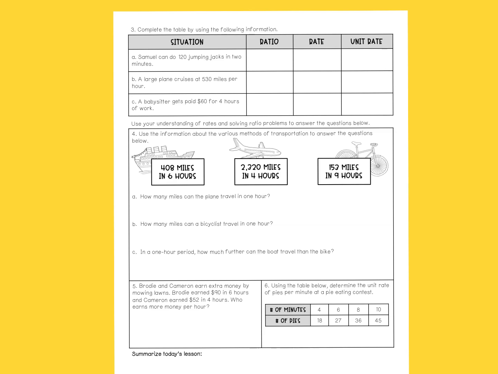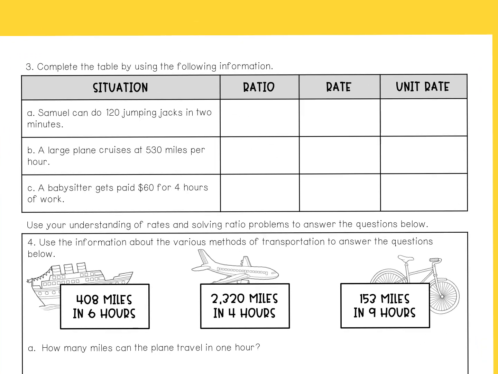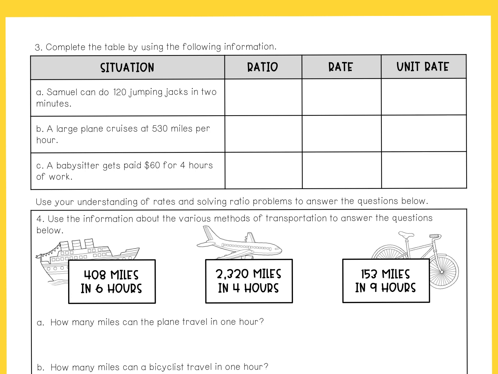Today we're going to be talking about unit rates. In our first problem, Samuel can do 120 jumping jacks in 2 minutes. So our ratio for jumping jacks to minutes is 120 to 2. And when we write that as a rate, we're going to be writing it as a fraction. So jumping jacks to minutes, which would be 120 jumping jacks for every 2 minutes.